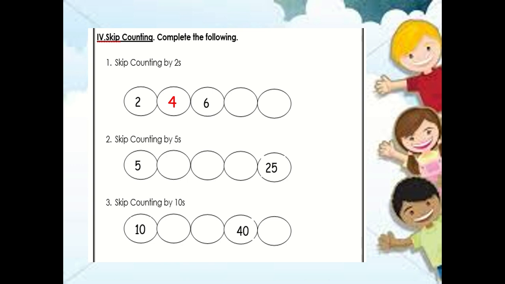Number 2, skip counting by 5. For example, 5, then 10. Very good. Then continue it again. And number 3, skip counting by 10. So let's start with 10 and then 20. Then please continue the pattern again. Okay, KGs, I will give the time to finish this all.